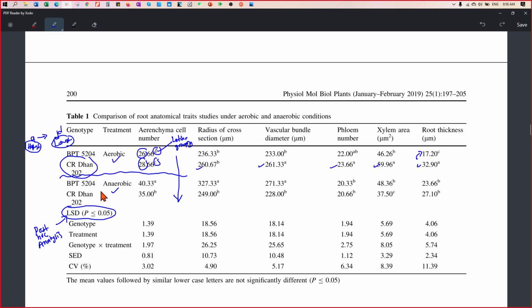What about the BPT? BPT has been adapted to anaerobic condition. You can see that for BPT, it is the one which is consistently higher for each of the parameter. Okay, but not this one. This one is higher and not this one. So there are two things which are different here. BPT under anaerobic condition, it is still lowest when it comes to phloem number and also the root thickness. So this is your observation.